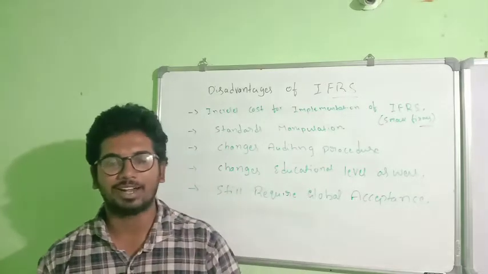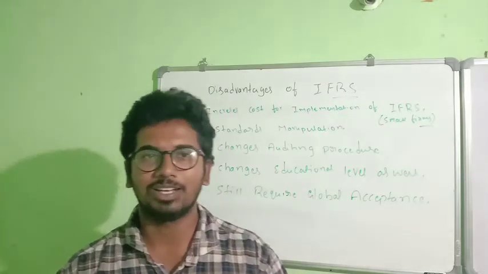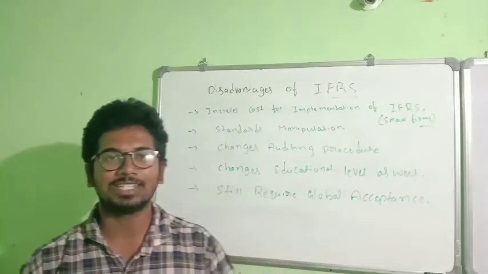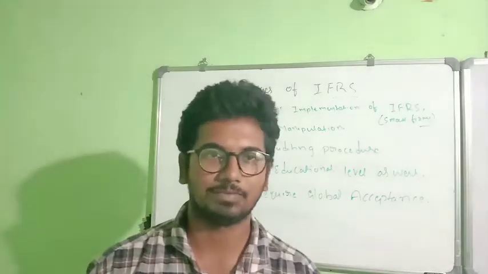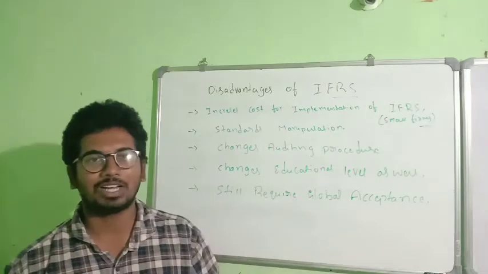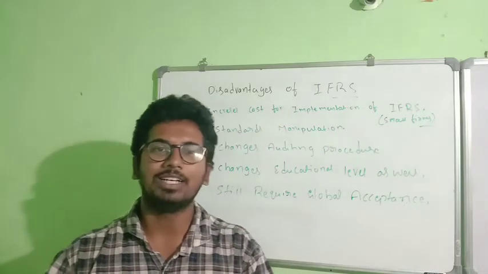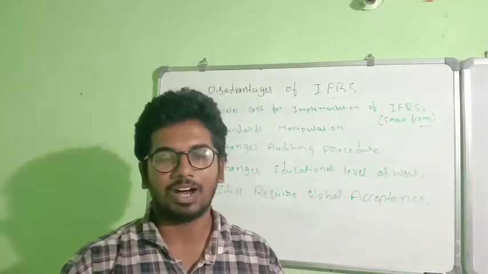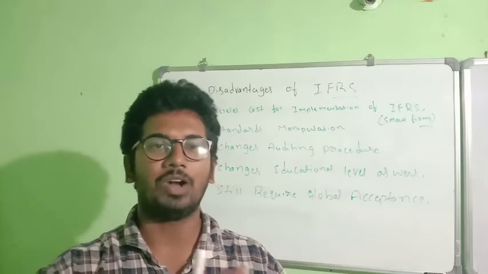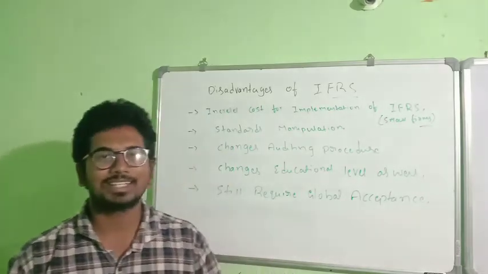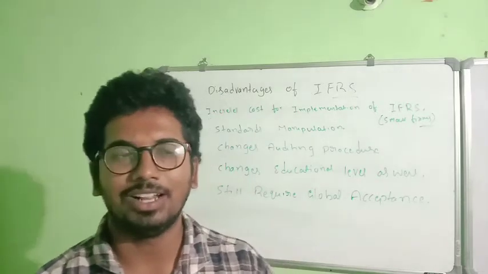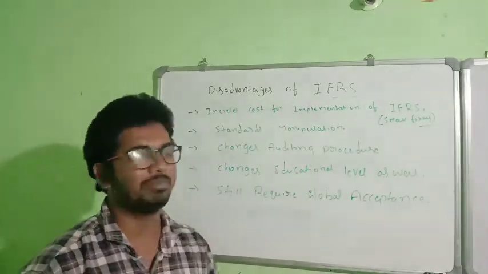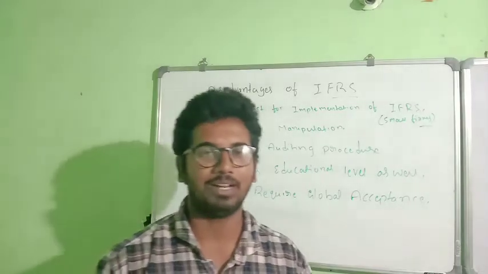So what happens if IFRS suddenly comes? The existing standards may collapse at one time when they try to implement the new standards. At that time, you have to change or modify something in the existing standards, and then implement. The existing standards lose their originality. That is what we call standards manipulation.